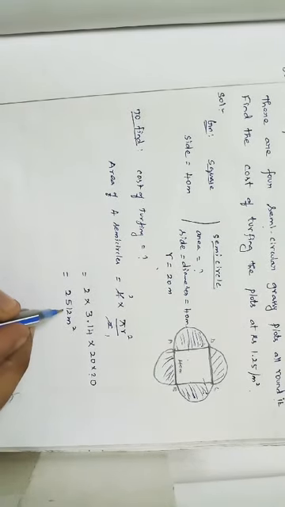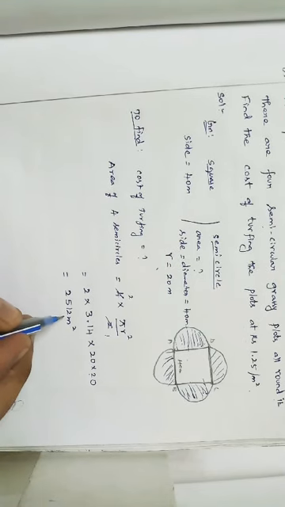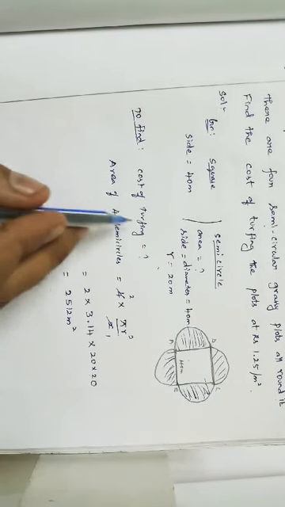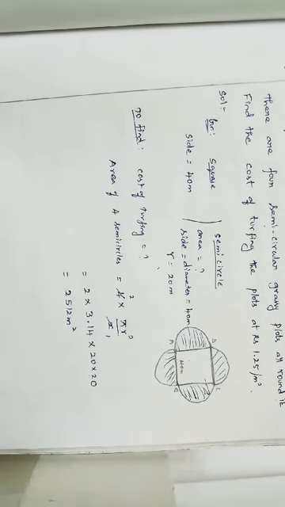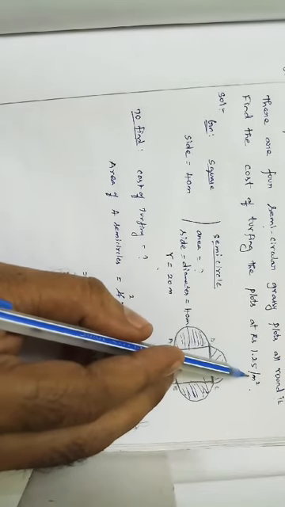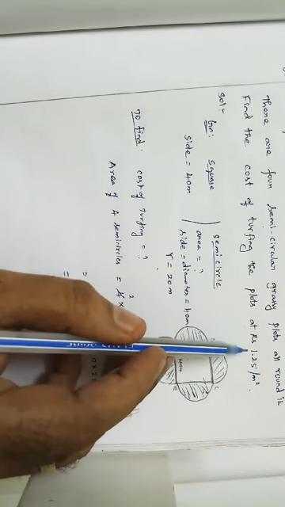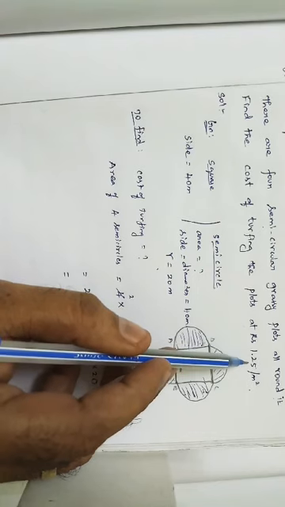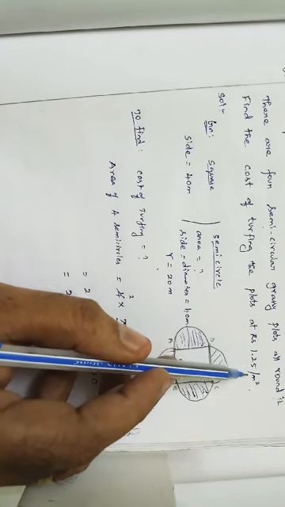So the area of 4 semicircles is equal to 2512 meter square. But what we want to find is the cost of turfing only. For each meter square, how much are they charging per meter square? 1.25 rupees, 1 rupee 25 paise per meter square.